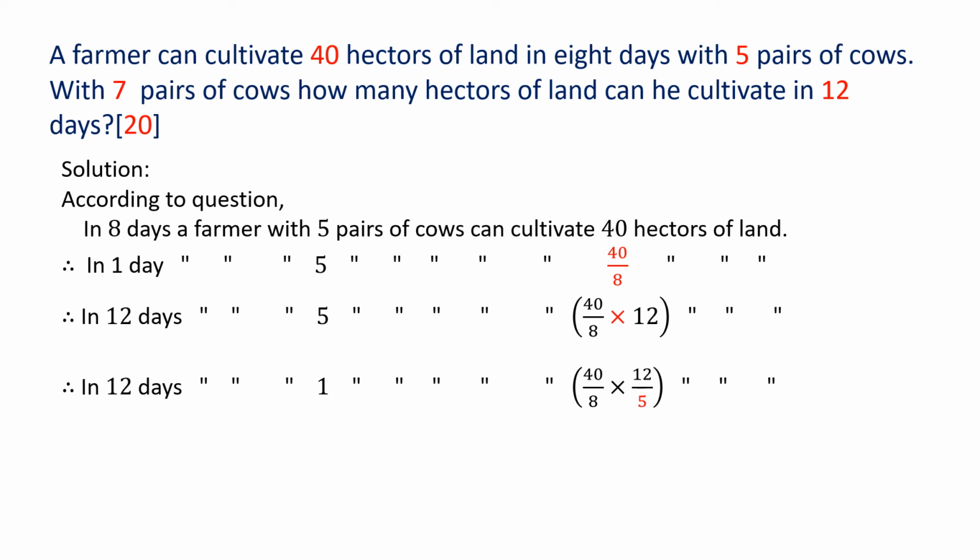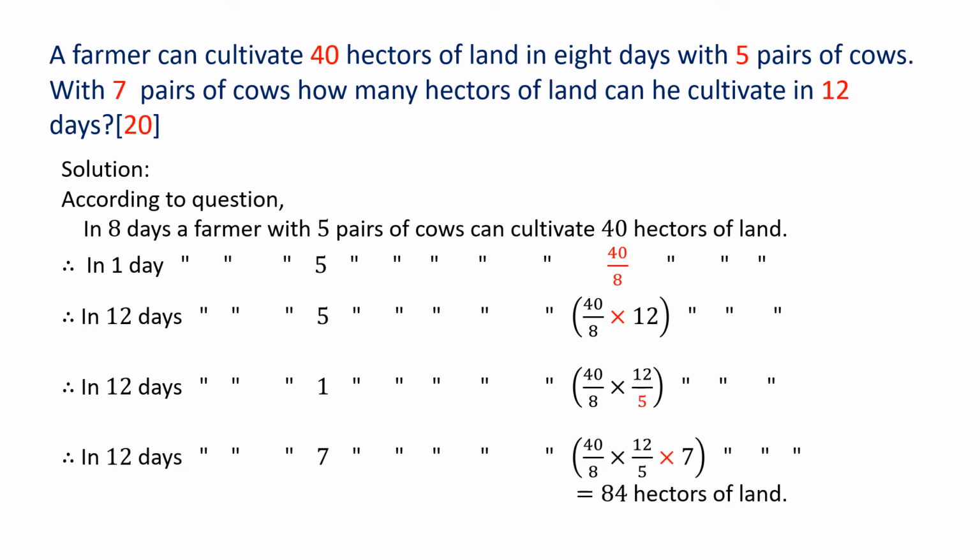And now the question is with 7 pairs of cows in 12 days. So I just replace this time 1 by 7 to get our 84 hectares of land. This time I should multiply by 7, not divide by 7, right? Because when you have 1 pair of cows and when you have 7 pairs of cows, this time your cultivated land will be much higher than the previous one. That is why I multiplied that 7 with 12 divided by 5, and if you simplify this, it will be 84 hectares of land. Thank you.